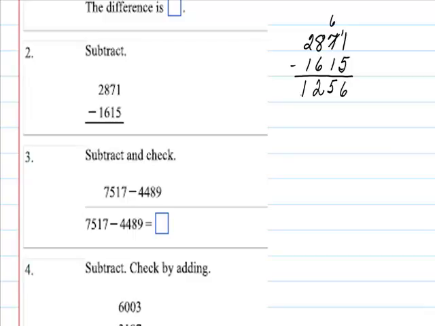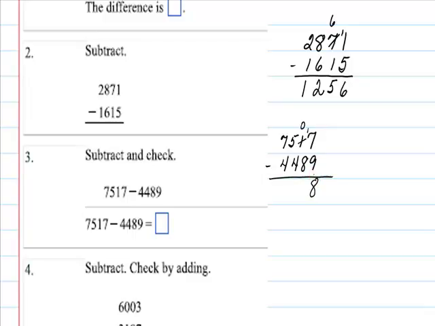All right, number 3, more subtraction. I have 7,517, and I'm subtracting 4,489. Immediately, when I try to subtract 9 from 7, I realize I can't. I borrow from the tens. And now instead of a 7, that is 17. 17 minus 9 is 8.